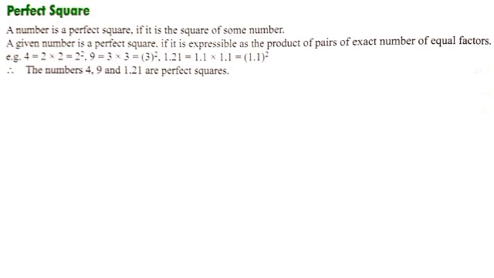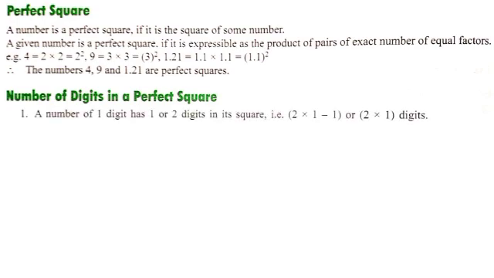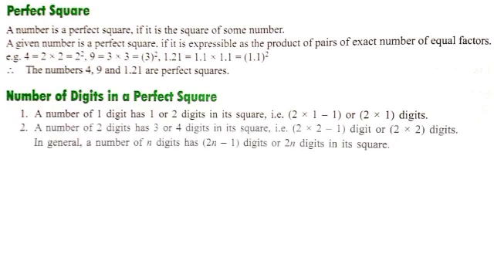The number of digits in a perfect square. A number of one digit has 1 or 2 digits in its square, that is, 2 into 1 minus 1, or 2 into 1 digits. A number of two digits has 3 or 4 digits in its square, that is, 2 into 2 minus 1 digits, or 2 into 2 digits.